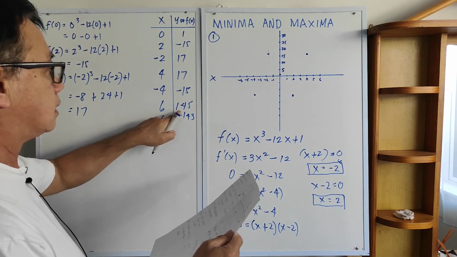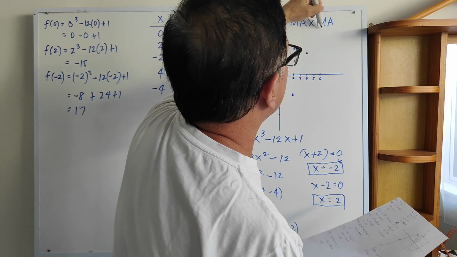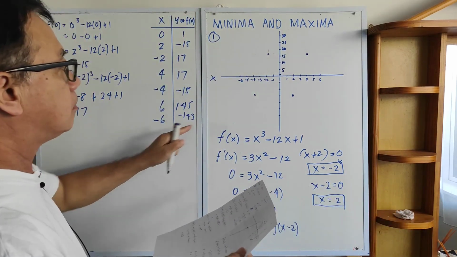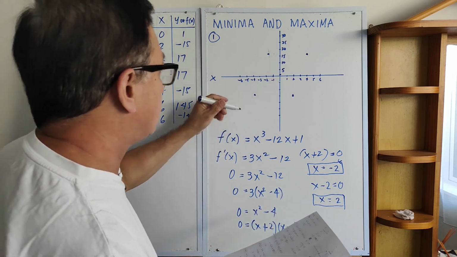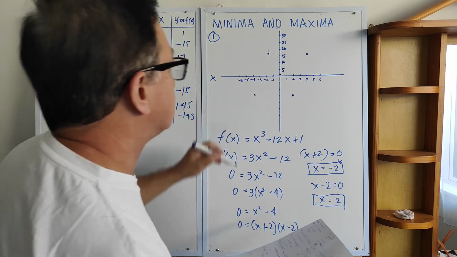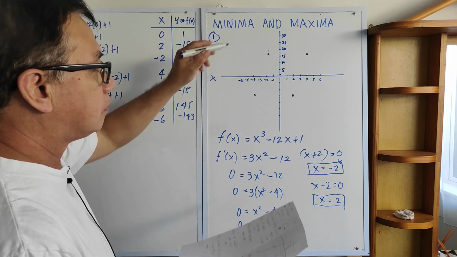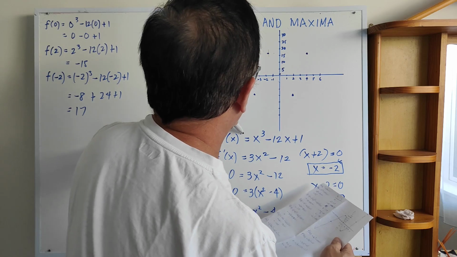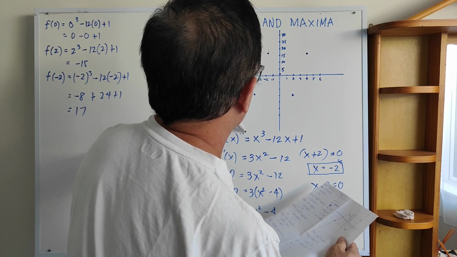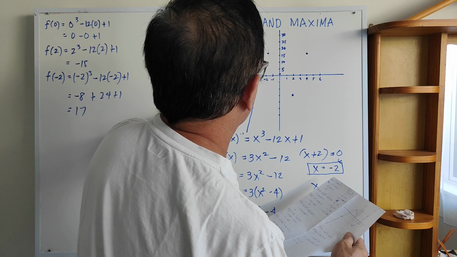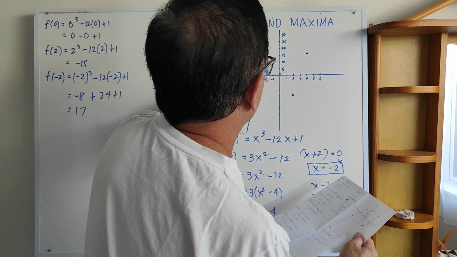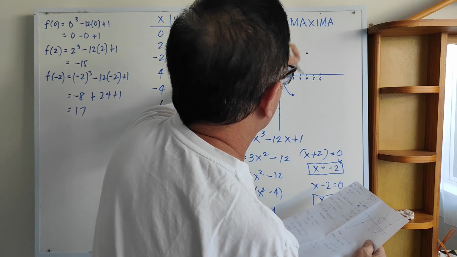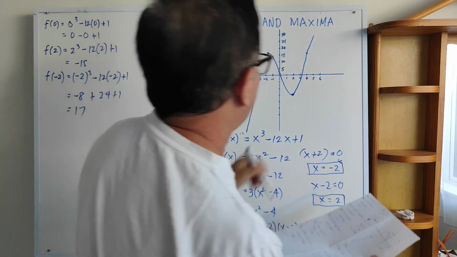And then 6 is 145. At 6, it will be really high up the scale. And then negative 6 is negative 143, really below the scale. It's around this. So, if you trace the curve, it would appear like this. From the bottom, from 6, it would be coming up in here, and then it should touch that one, and then go up again.